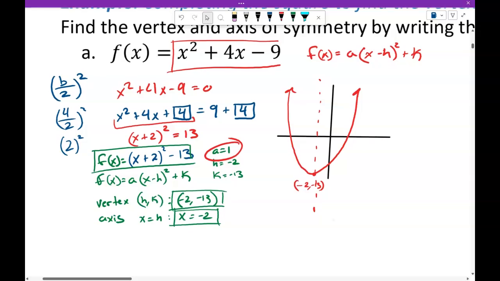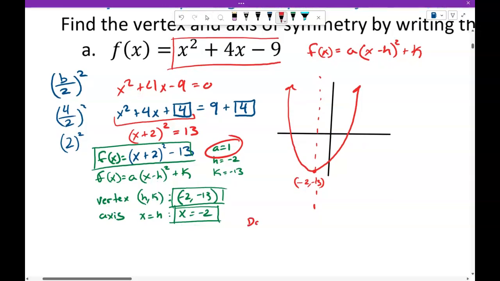Some other things to note are the domain and the range. Well, with all of our vertical parabolas, the domain being all the x values, this graph is forever going to the left and to the right. So the domain is going to be −infinity to infinity. And again, that's going to be true for all of our quadratic parabolas where we have x squared.